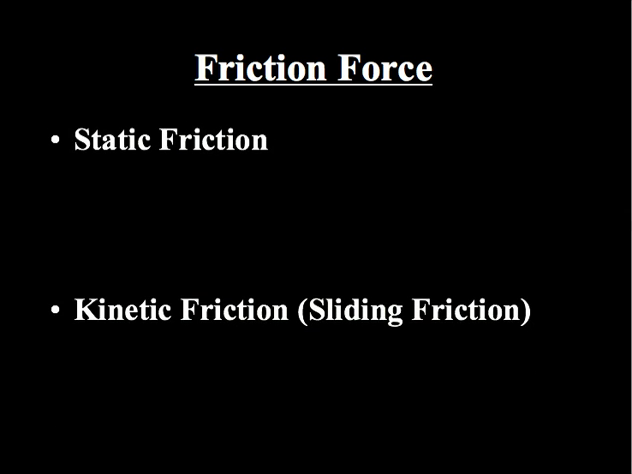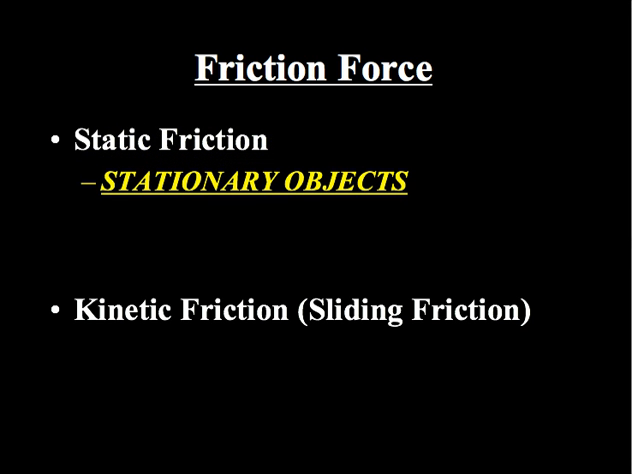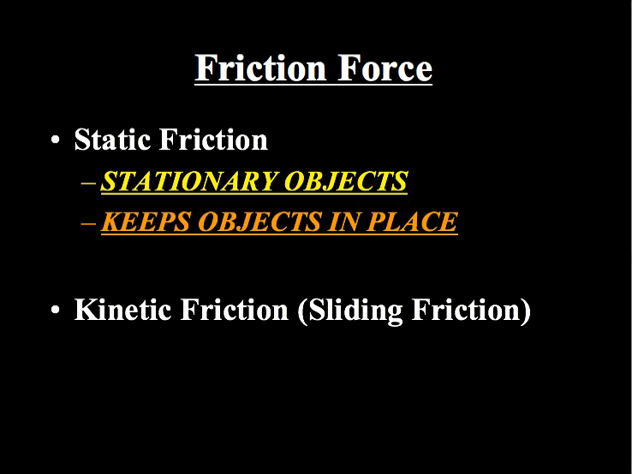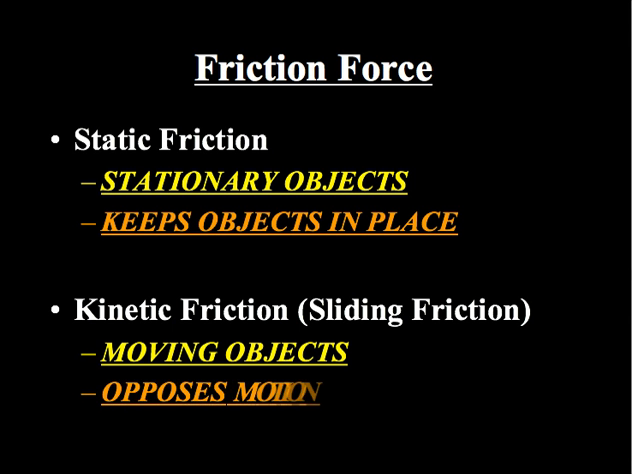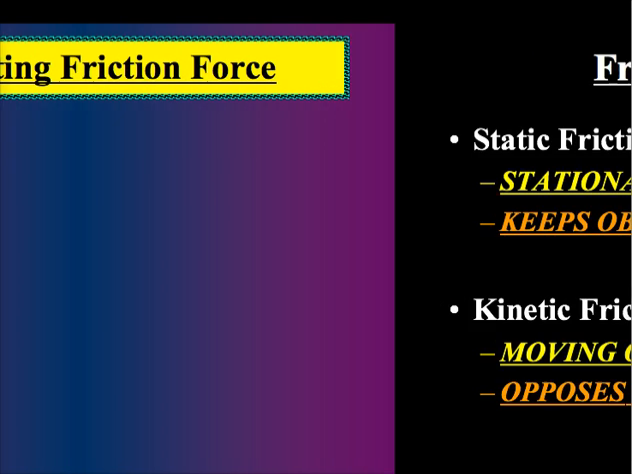The frictional force that we're going to deal with is of two types, static friction and kinetic friction, or sliding friction. Static friction is obviously for objects that are at rest. Objects that are not moving experience the force of static friction. It keeps an object in place. Kinetic friction is the amount that an object encounters when it's moving, and it always opposes the direction of motion. So kinetic friction is always in the opposite direction to which the object itself is moving.